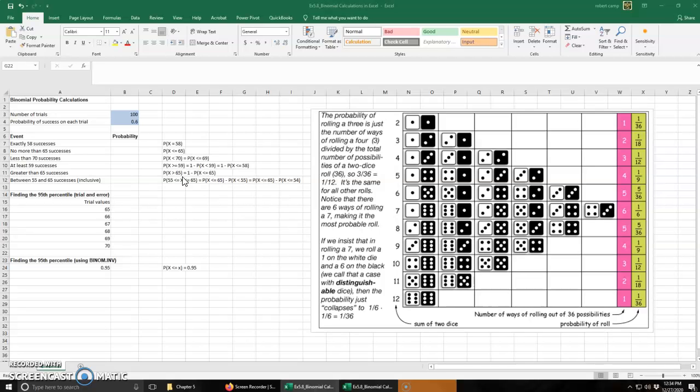Now, in a binomial, we have these distinct, discrete possibilities that can happen. You can roll a 2, you can roll a 3, you can roll a 4, and so on. There's nothing between 2 and 3 because you have these discrete numbers. And so this is just the distribution of all the different numbers that you can throw.